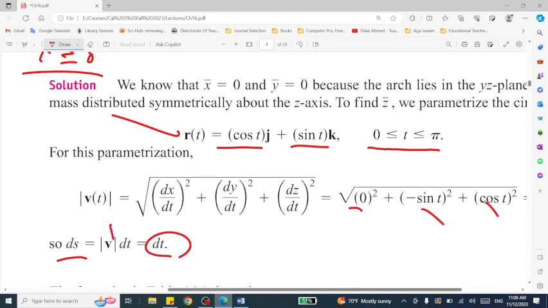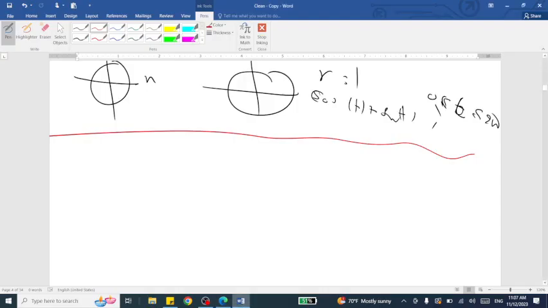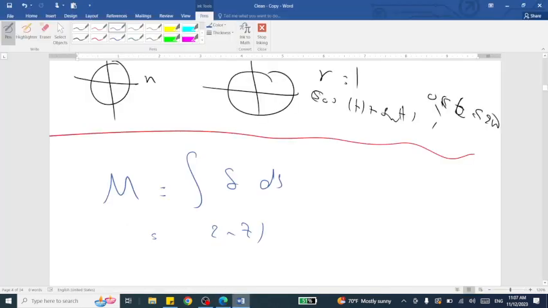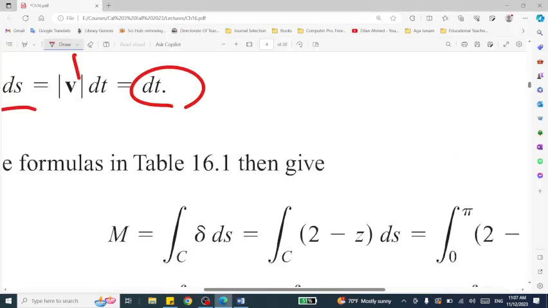Good, we need a mass function. The delta ds... I think it is 2 minus z, or z minus 2. 2 minus z, yes, 2 minus z ds dt. So the integral goes from 0 to pi, so I'm gonna find all things.